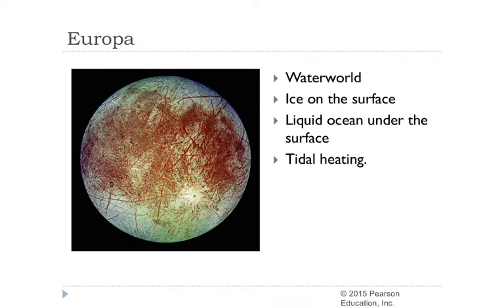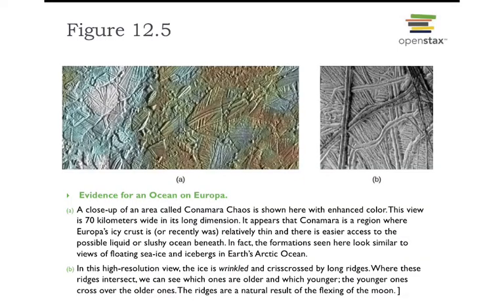Europa is what we consider a water world. So we're pretty confident that there is a liquid ocean underneath the surface. It's heated by tidal heating as well. Here we can see evidence when we look at the ice on top and the way that these grooves kind of crack. It resembles or looks very similar to floating sea ice and icebergs in the Earth's Arctic Ocean.